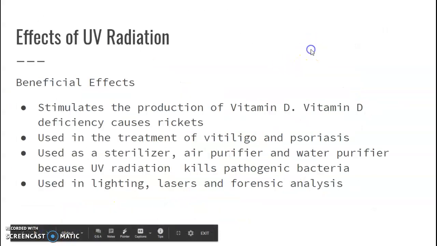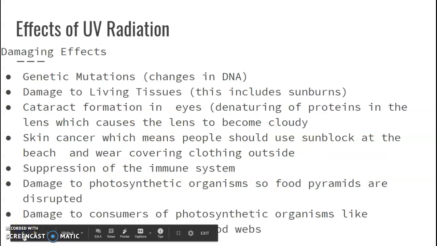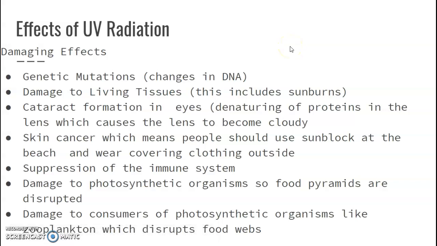Okay, so I said that we could have some damaging effects of radiation. What can happen if we have too much of the bad radiation and the ozone layer doesn't absorb the worst of the radiation? Well, we can get some changes in our DNA, which are called genetic mutations, which we would pass on to the next generation. We would have damage to our living tissues, and this goes from everything from skin cancers to sunburns.